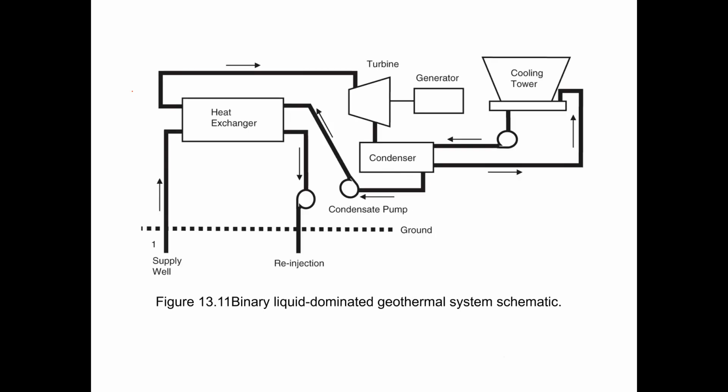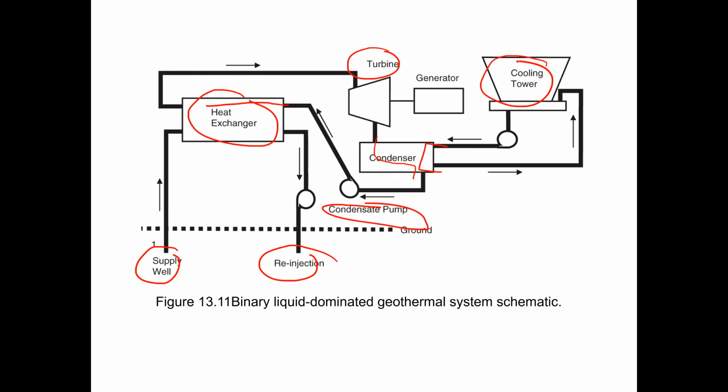Here's an example of that binary liquid-dominated geothermal system. So again, you have a heat exchanger that basically takes in the supply water from the ground, and that water goes through the heat exchanger and gets re-injected, in order to be able to evaporate a working fluid. That working fluid goes into a turbine, goes through a condenser, and in the condenser comes out as a saturated liquid going to the condensate pump. The organic fluid is condensed by exchanging heat with water that circulates through the cooling tower.